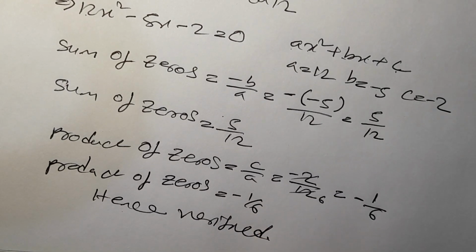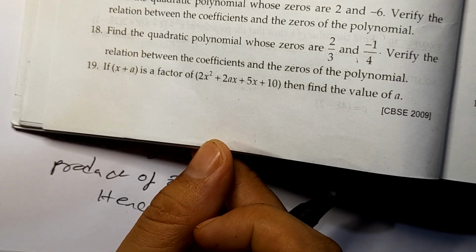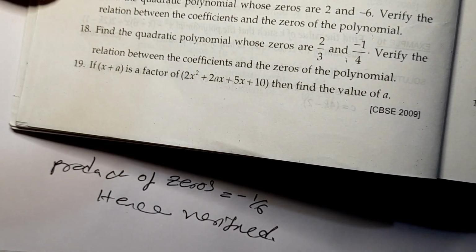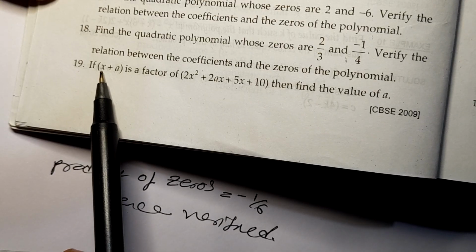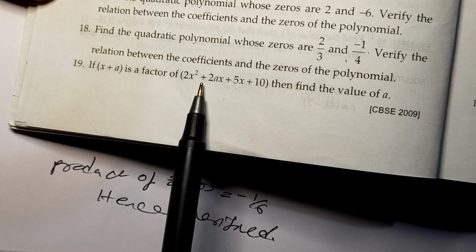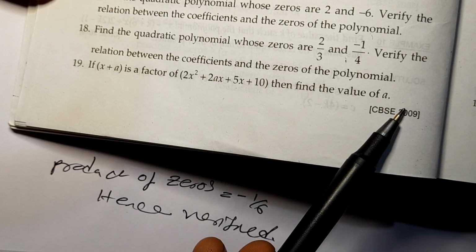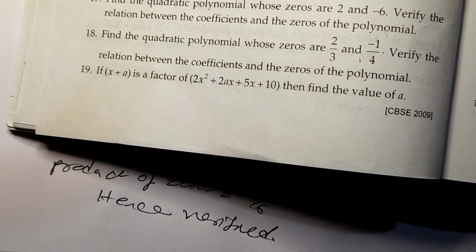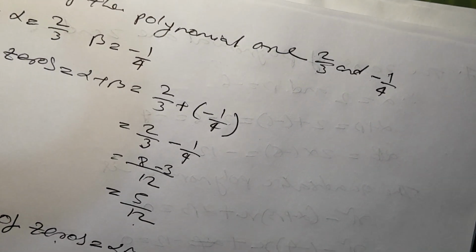Now next question number 19. Question number 19 states, if x plus a is a factor of 2x square minus 2ax plus 5x plus 1, find the value of a and b. Here f(x) is given, one factor is given, we have to find the value of a. So, this is question number 19.